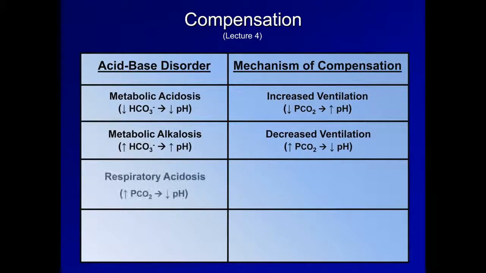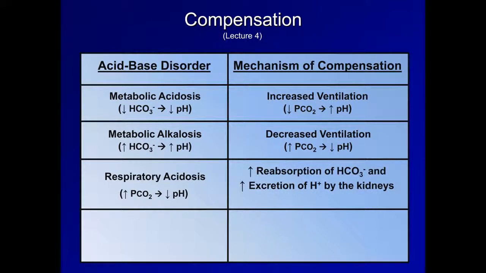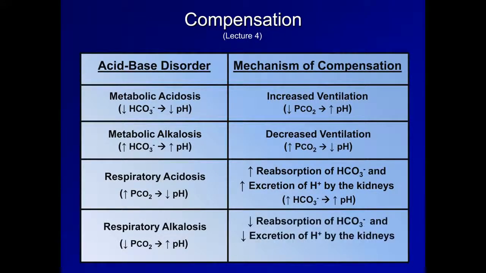In a respiratory acidosis, the kidneys compensate by increasing reabsorption of bicarb and increasing excretion of hydrogen ion. Finally, in respiratory alkalosis, the kidneys compensate by decreasing bicarb reabsorption and decreasing hydrogen ion excretion. As mentioned previously, compensation for a metabolic alkalosis is the least robust of these mechanisms because hypoventilation will lead to hypoxemia, which in itself is a strong stimulus to increase ventilation back to normal.